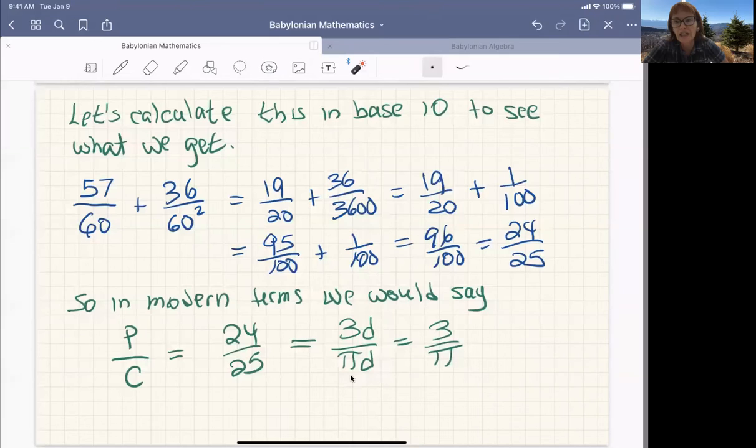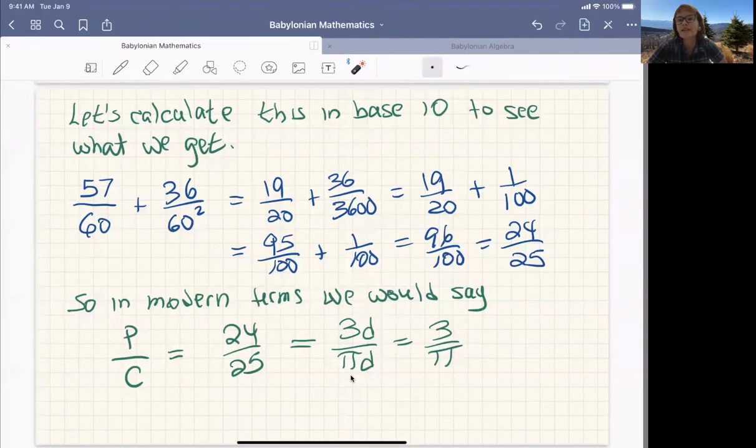There's a common factor of 4 in the numerator and denominator. So divide that out. So 96 divided by 4 is 24, 100 divided by 4 is 25. So I get the fraction 24 over 25.